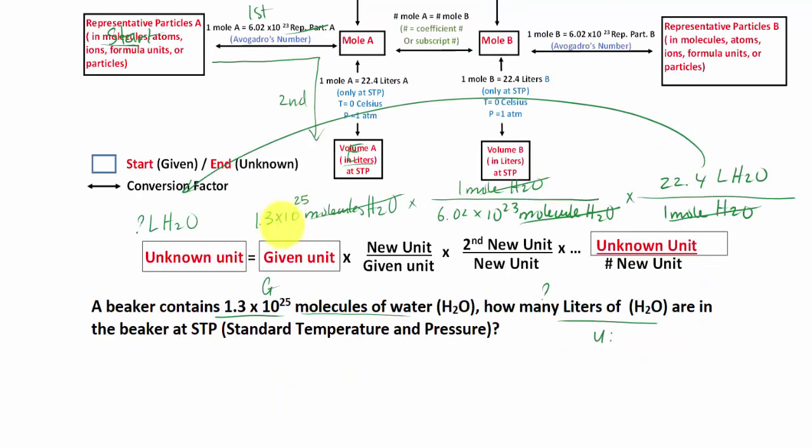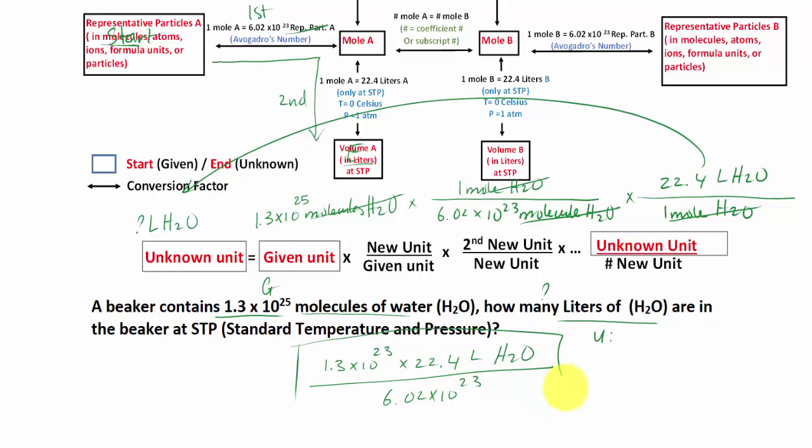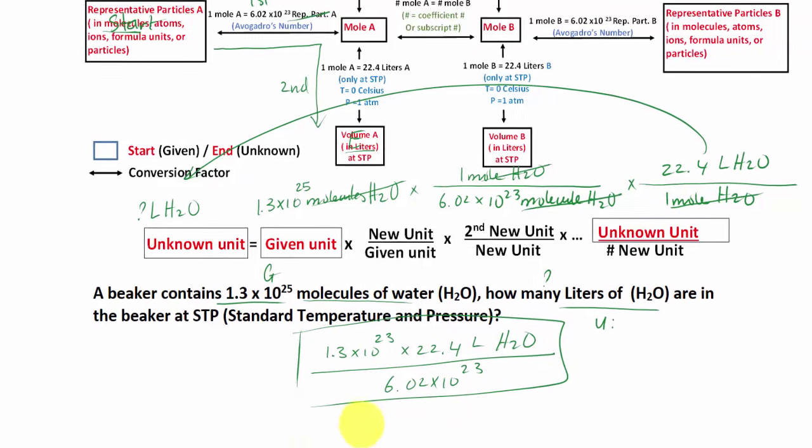So let's simplify this. We multiply everything on top and divide everything on the bottom. So we have 1.3 times 10 to the 25th. Notice how we don't write molecules anymore because it's been canceled out. Times 1, which we can ignore, times 22.4 liter of H2O. Divide everything on the bottom, which is 6.02 times 10 to the 23rd. And that's it, we're done because this is 1. And this is our final answer.